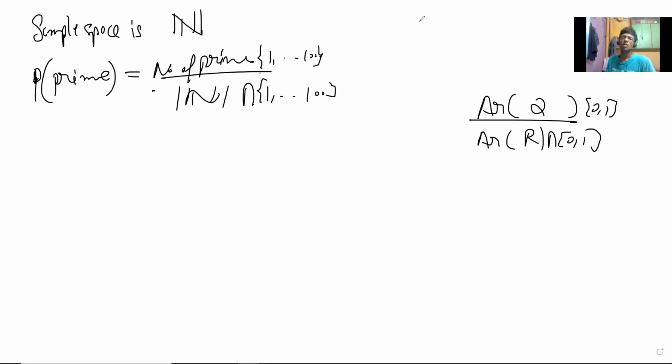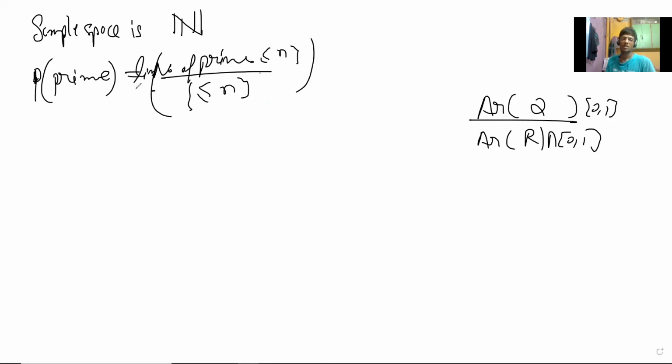Bad definition, you could say. So then we change the definition, right? So how do we change the definition? We say, well, number of numbers less than n, that is just n, and number of primes less than n. Then you take the limit of this as n tends to infinity. If the limit also doesn't exist, then we'll think of some other definition. So the definition keeps changing, or rather, this can be all said in a unified way.